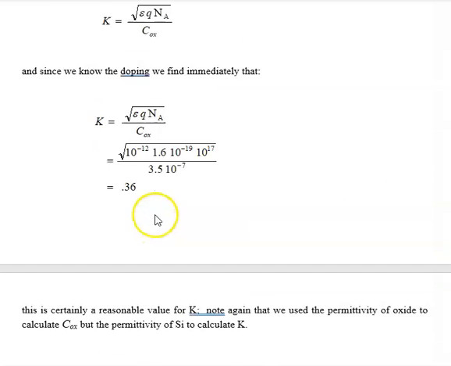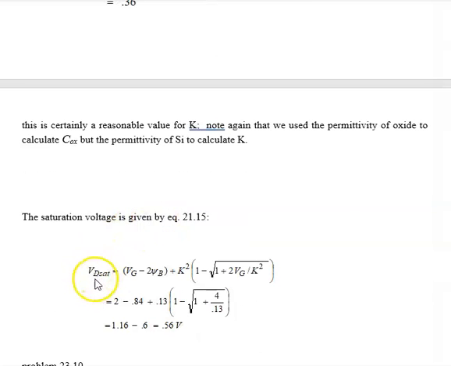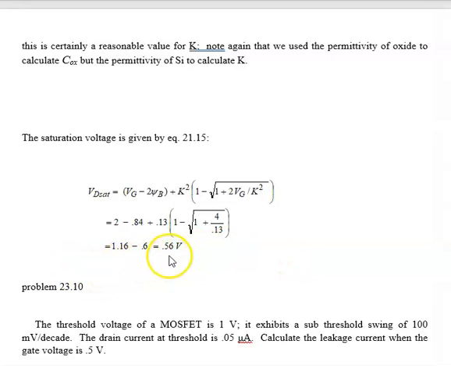So now that we have K, we have everything we want. We just put in the equation for VD-sat from equation 21.15, and we calculate that VD-sat is 0.56. The effect of the K is 0.6. So if we did not include the increase in depletion charge along the channel, we would have had 1.16 volts. Quite a difference from 0.56, almost twice as large. So it's really important to use the quote-unquote improved theory or the bulk charge theory.